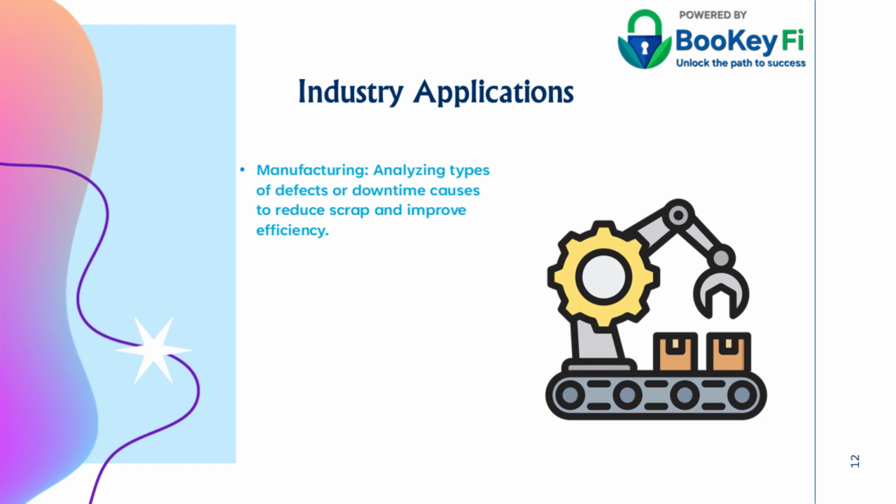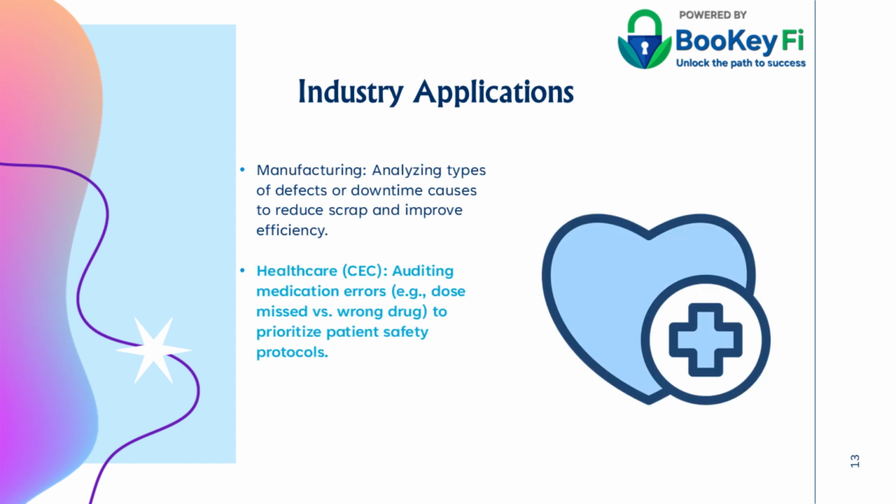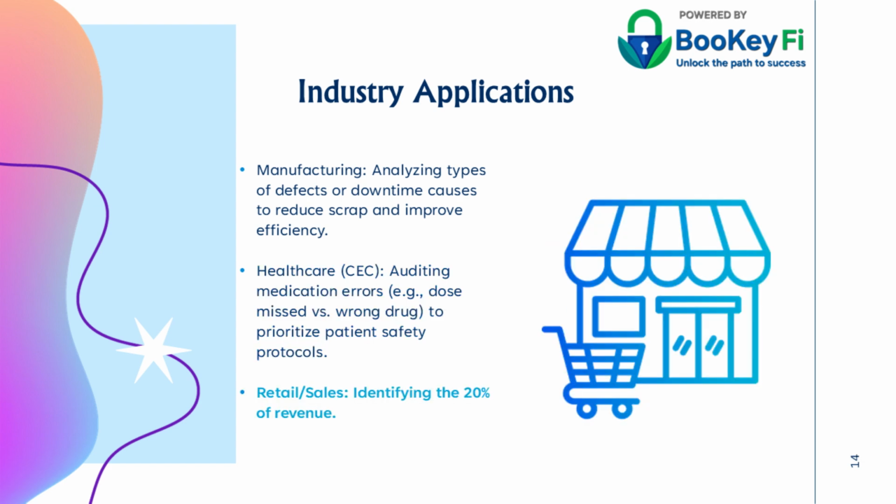In manufacturing, we use it to analyze types of defects or downtime causes. By identifying the top reasons for machine failure, teams can drastically reduce scrap and improve overall efficiency. In healthcare, specifically within organizations like the CEC, it's used to audit medication errors. By comparing issues like a missed dose versus a wrong drug error, hospitals can prioritize the specific safety protocols that protect the most patients. In retail and sales, it helps businesses identify the top 20% of products or customers that generate the bulk of their revenue. This allows managers to focus their marketing and inventory efforts where they matter most.